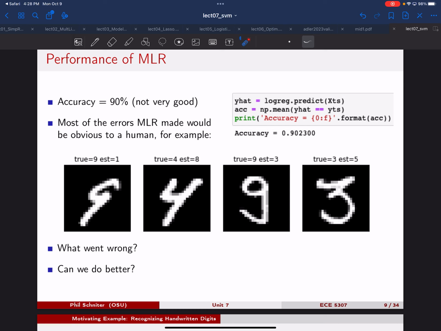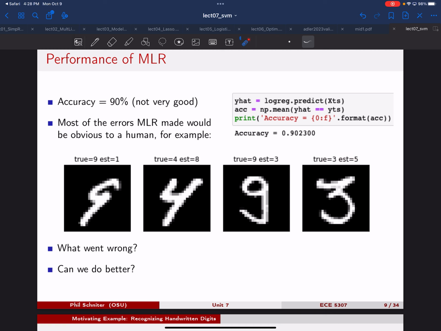Anyway, so that's the performance we get. It's okay, it's not great. And then if you actually look at the places where it's making errors, you can see it's making errors on things that we as humans would not really have too much trouble with. I mean, they're maybe a little bit tricky, but I think most of us would say that would be a 9, whereas MLR said it was a 1. This looks like a 4, even though MLR said 8. MLR said that this is a 3, and it said that this was a 5.